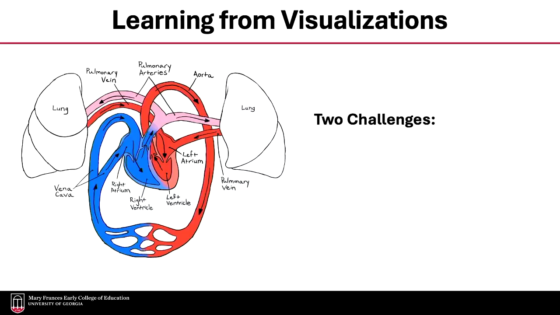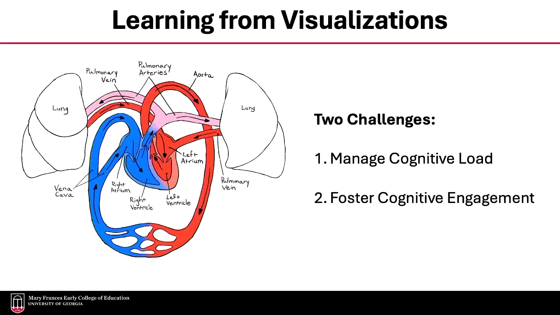One challenge is managing cognitive load. How do we manage the cognitive demands that we place on learners when learning from visualizations so that we're not overburdening them with unnecessary demands that detract from their learning? The second challenge is, how do we foster productive forms of cognitive engagement so that students are actively making sense of the material rather than just passively viewing it? Most of what I talk about today will touch on at least one of these two challenges.